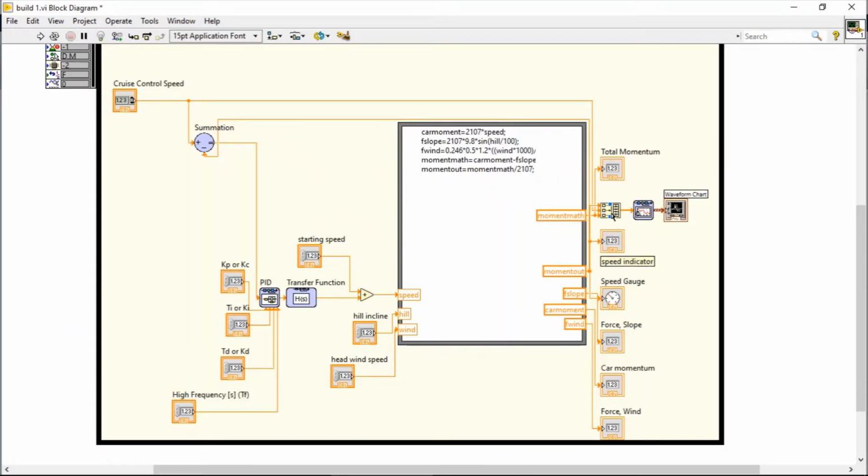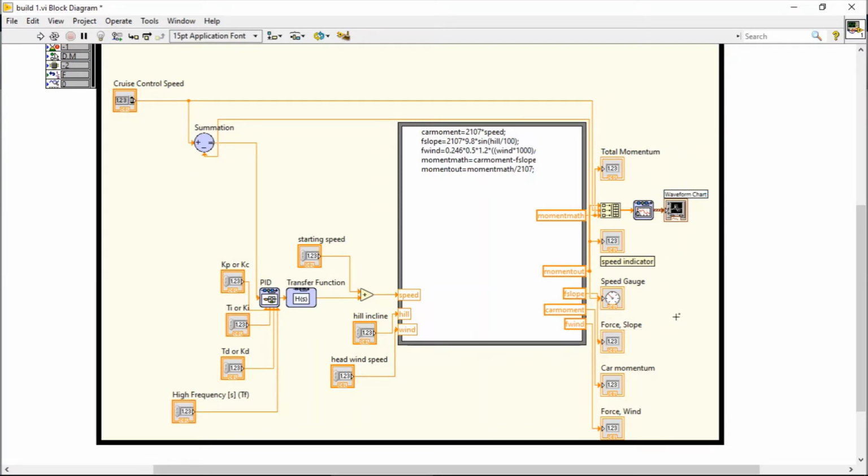So I had the array builder here to show the speed versus the cruise control speed versus the total momentum. And total momentum I leave out of the graph because it always spikes up way higher than the speed. And that's just because momentum is not the same as miles per hour, so it's going to be quite a bit higher because of that.